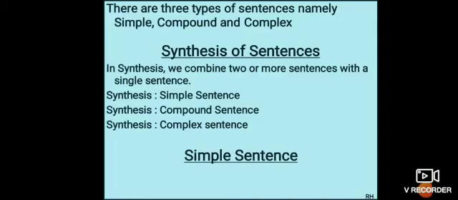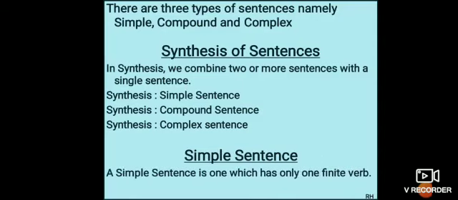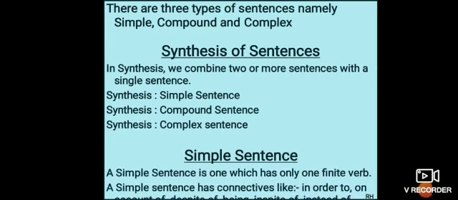So now let us begin first with the simple sentence. A simple sentence is one which has only one finite verb. A simple sentence could have connectives like on account of, in order to, instead of, in spite of and despite of.